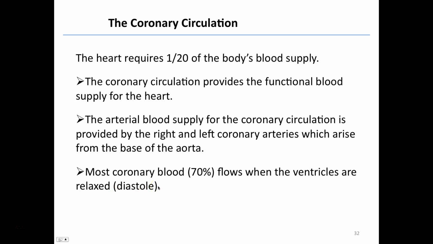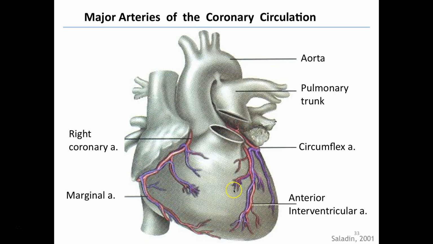Most coronary blood, that's about 70% of that, flows when the ventricles are relaxed. So most of the coronary blood moving through these vessels, the coronary vessels, flows during the relaxed heart, which is considered diastole. And when we say when the heart's relaxed, we're actually talking about the ventricles being relaxed, because they are the pumps. So the major arteries of the coronary circulation are the right coronary artery.